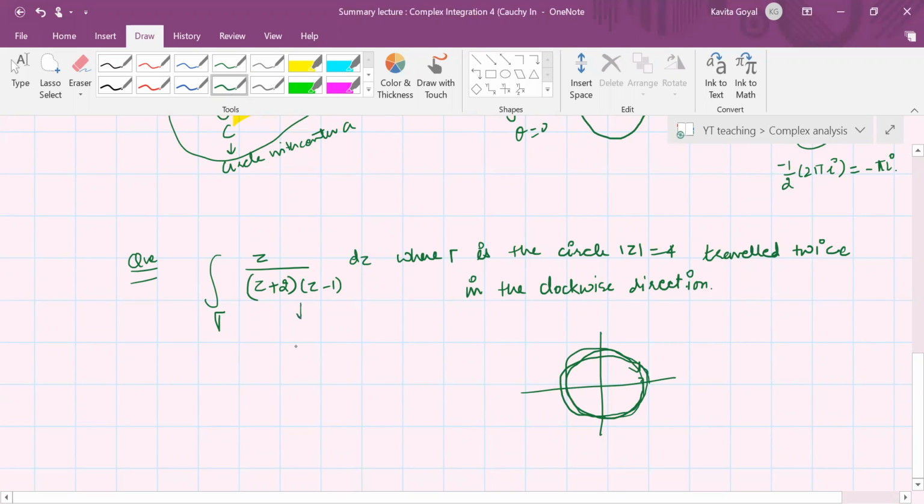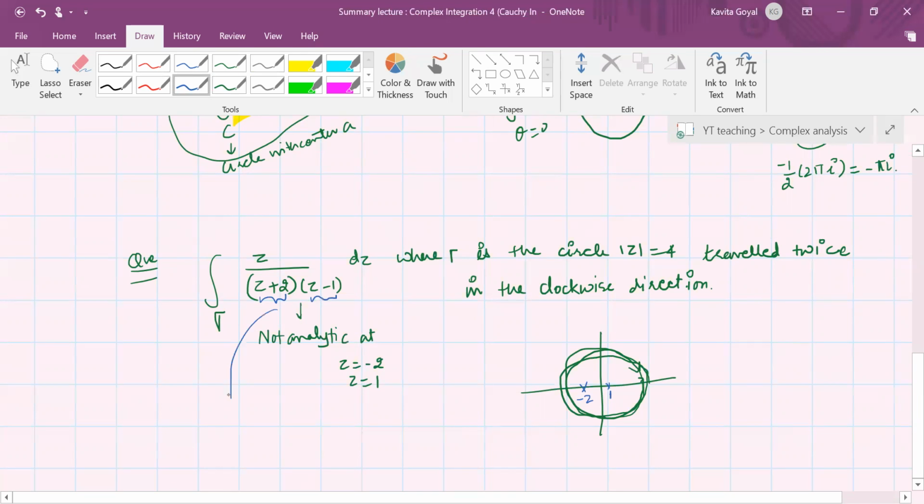So you have to compute this integral. Now this function is not analytic at z equal to -2 and z equal to 1, and both these points are inside your region. z equal to -2 is somewhere here, and z equal to 1 is somewhere here. So first of all, you will separate this and this.